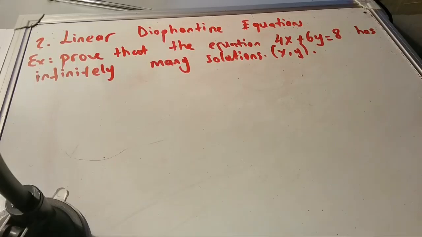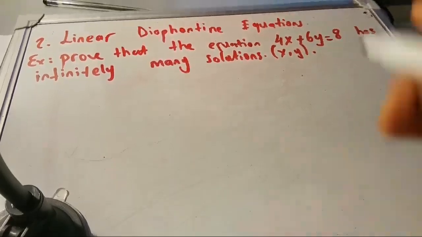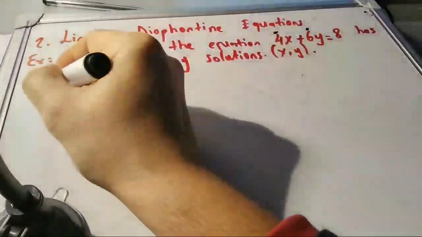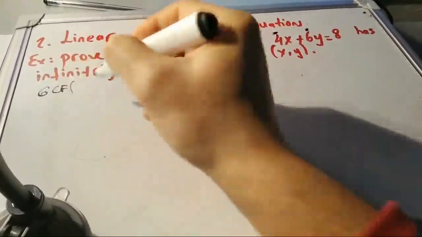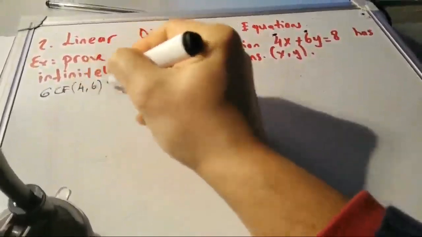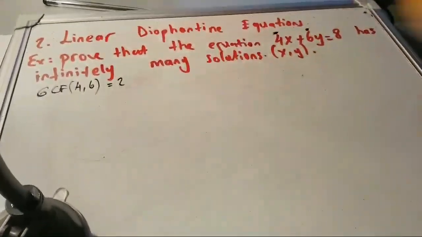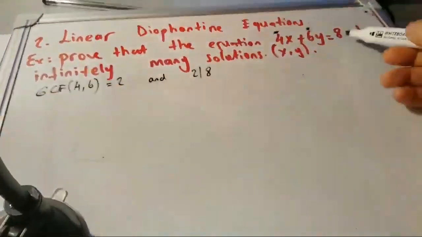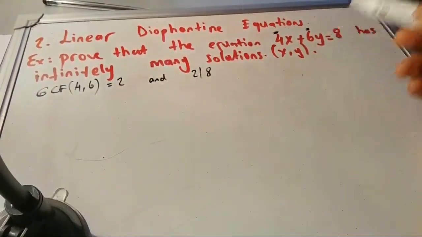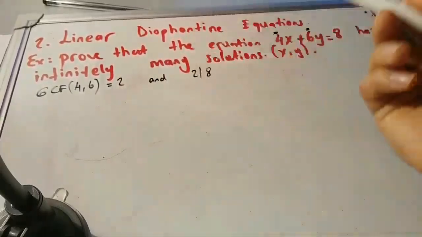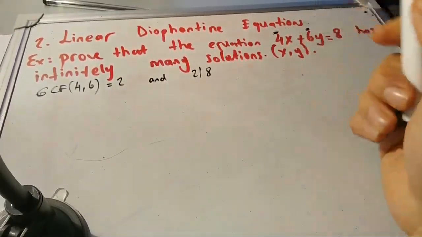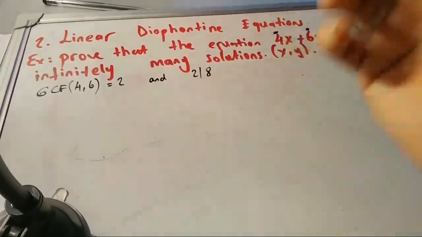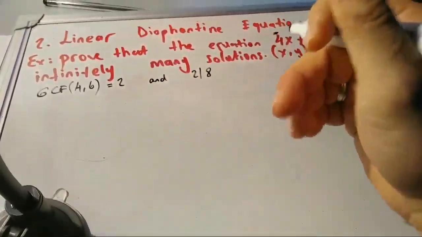So first, we have to find the greatest common factor of 4 and 6. What is it? It's 2. And 2 divides 8. 8 is divisible by the greatest common factor of 4 and 6, which means 2. So we say there are infinitely many solutions, but we have to prove that. We use the Euclidean algorithm to determine m and n.